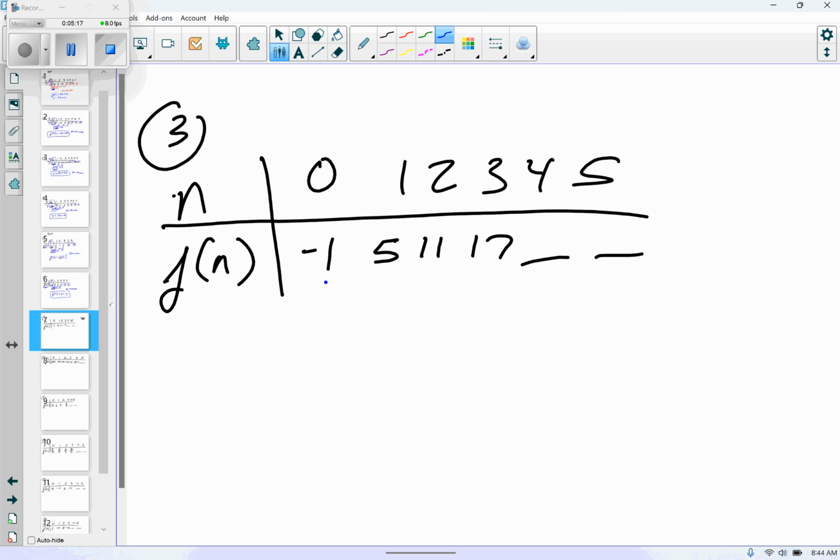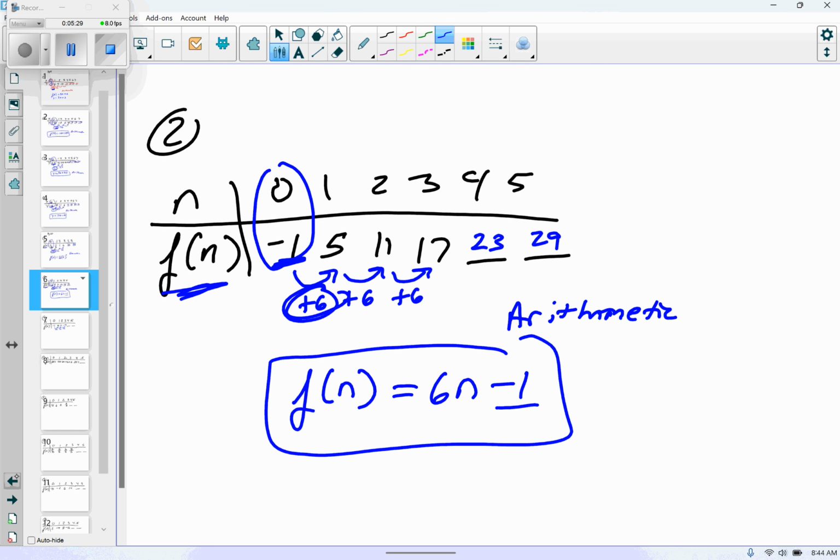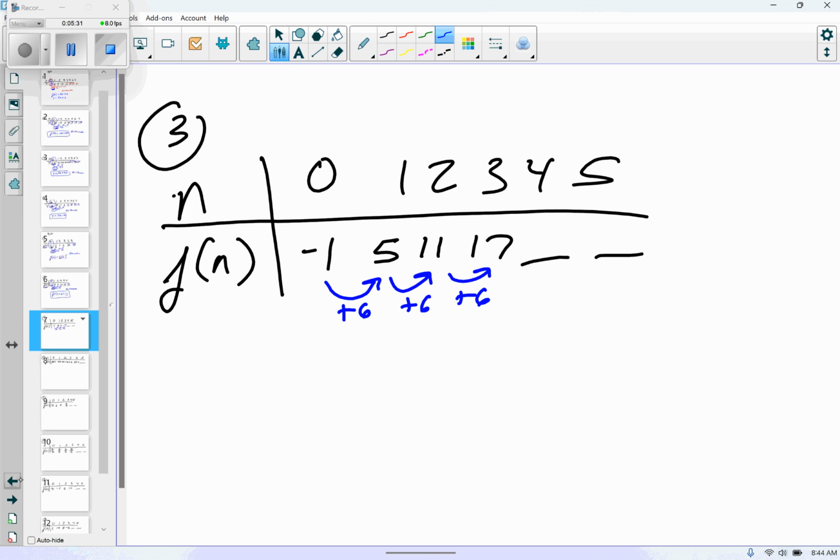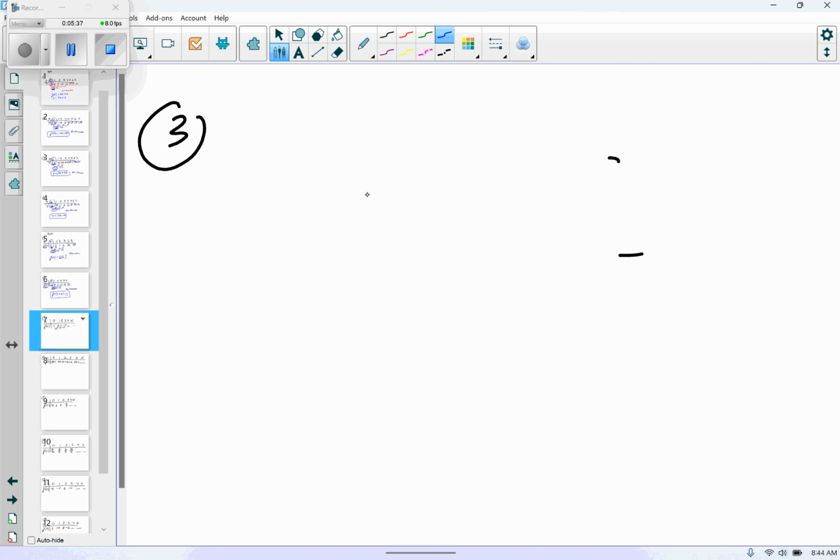Number 3, looks like I'm adding 6. Is this the same one? Did I write the same one twice? 0, 5. Oh, shoot. I made a mistake. Let me clear that out. Just rewrite it. I looked at the wrong problem. I wrote the wrong problem down. I'm sorry about that.